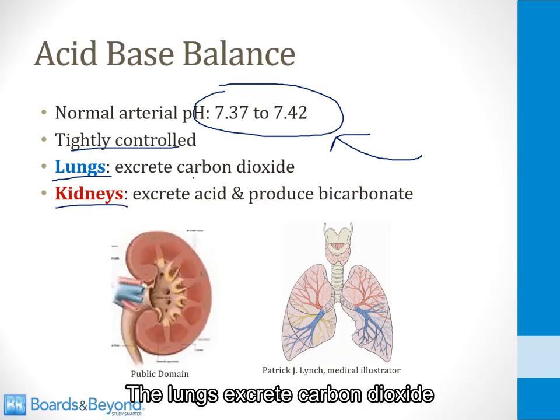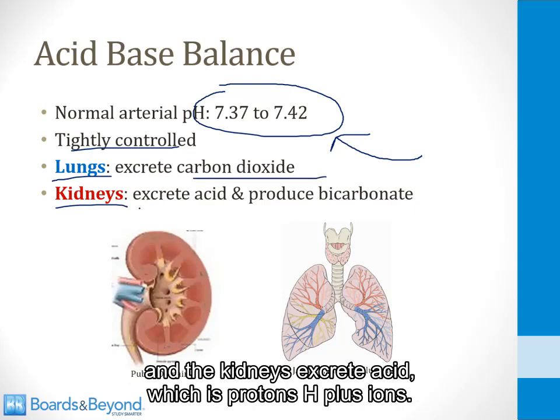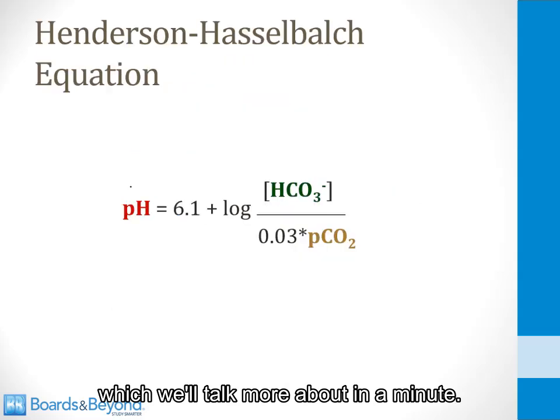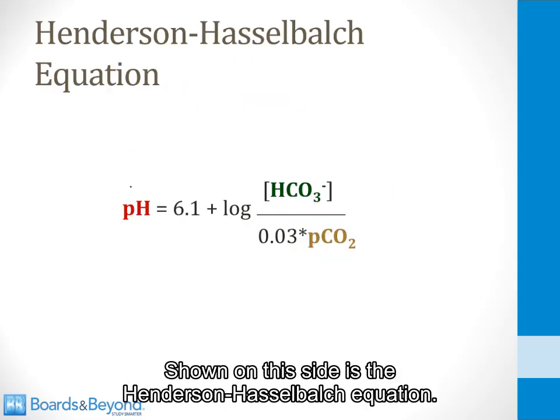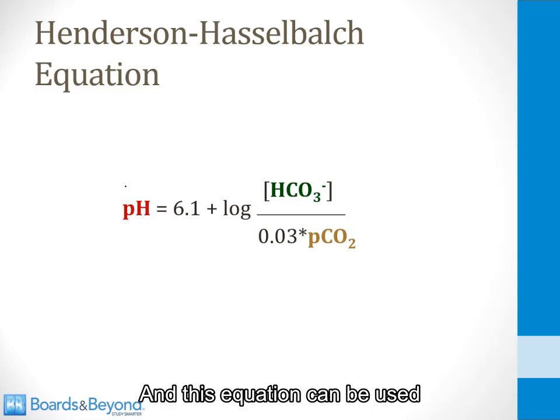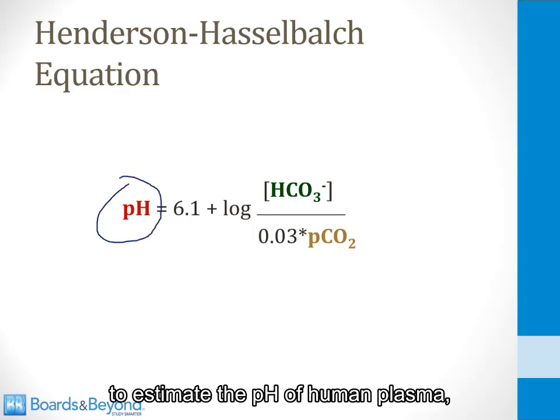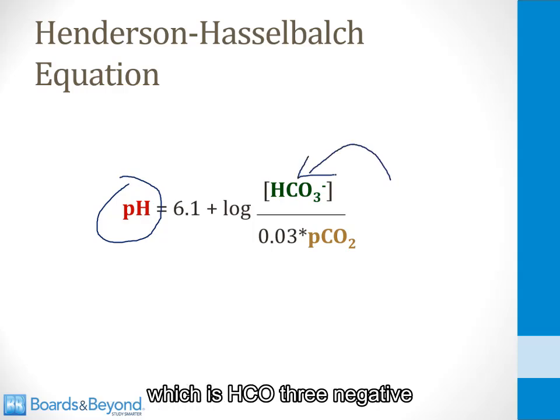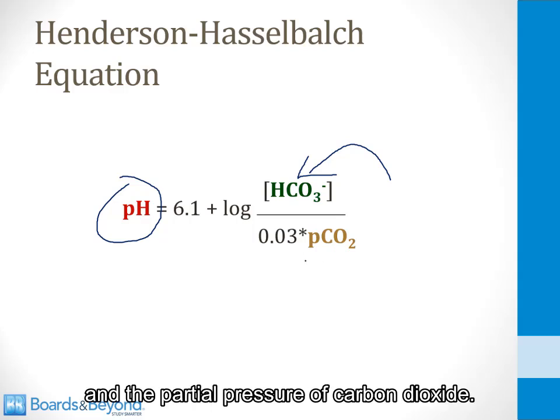The lungs excrete carbon dioxide and the kidneys excrete acid, which is protons, H+ ions, and they also produce bicarbonate, which we'll talk more about in a minute. Shown on this slide is the Henderson-Hasselbalch equation. This equation can be used to estimate the pH of human plasma if you know the concentration of bicarbonate, which is HCO3-, and the partial pressure of carbon dioxide.